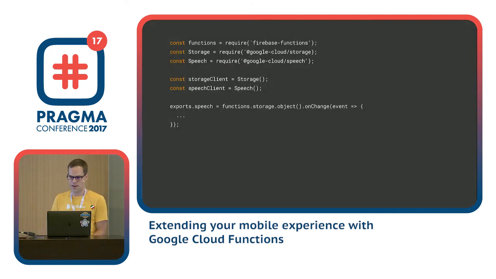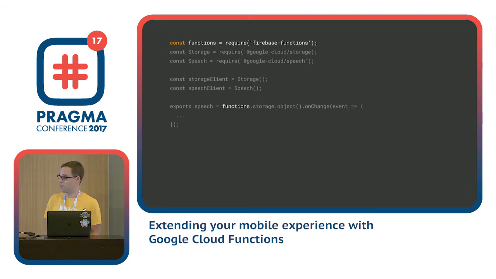But how do we transcribe the audio file using this powerful API? Let's start by implementing a cloud storage trigger in Cloud Functions that invokes the Speech API. First, I will show you how you can initialize your Cloud Function. The Functions SDK has a common pattern that you are already familiar with.